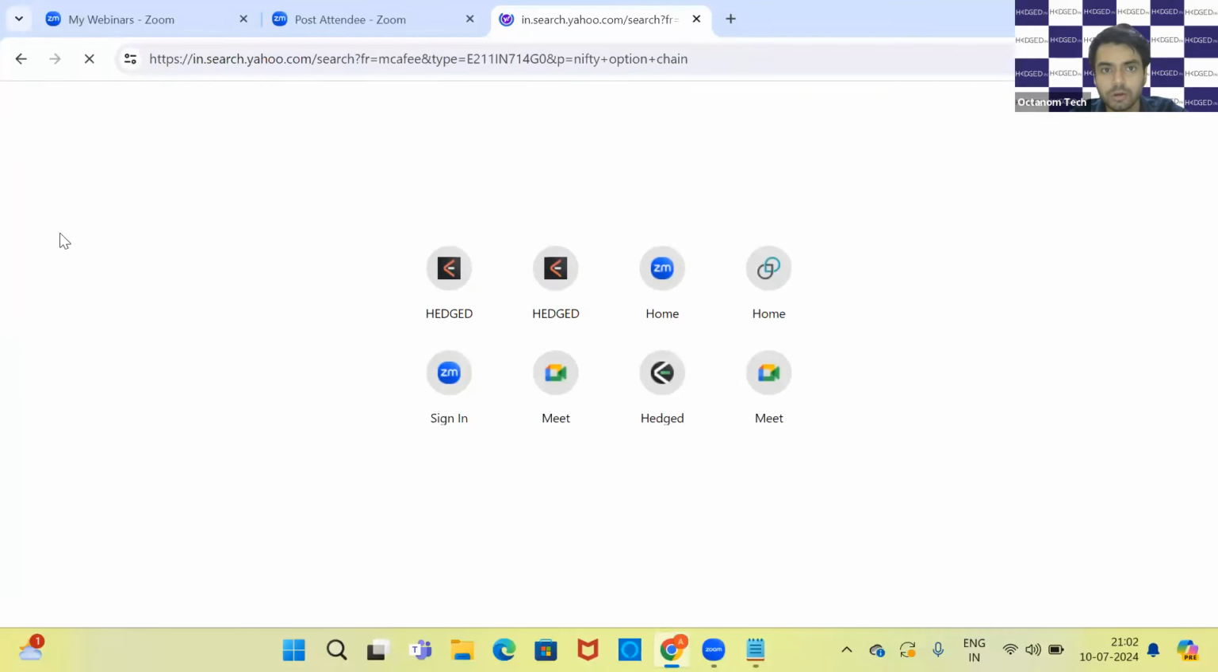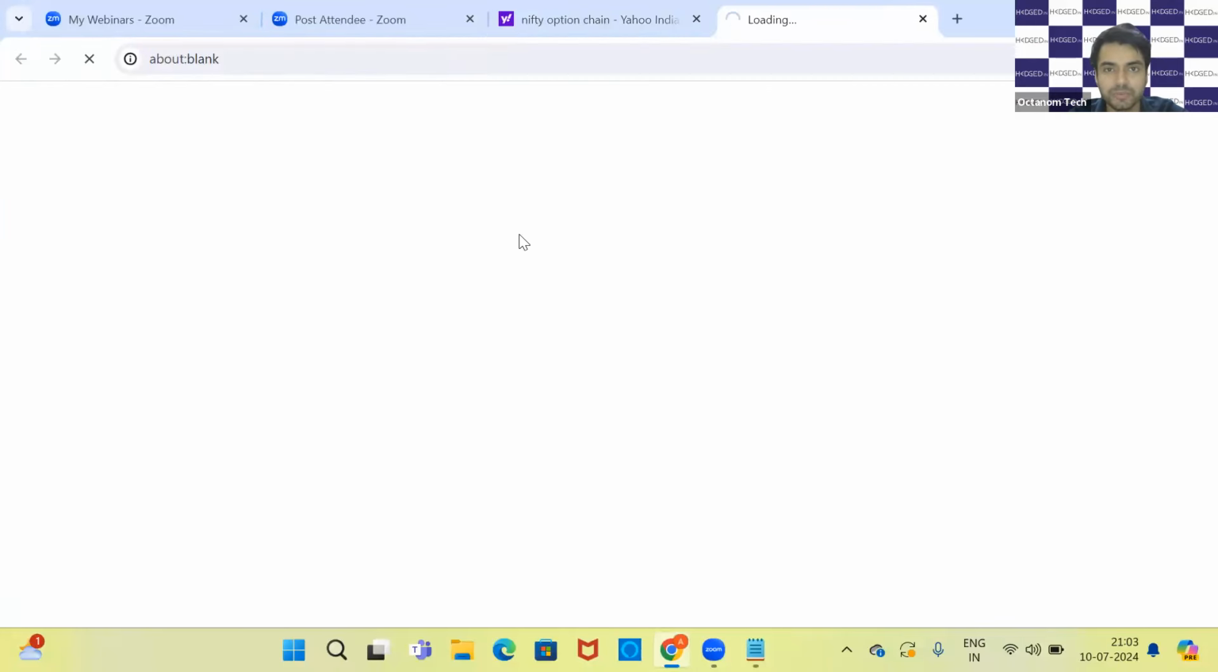Okay, so let me just open Nifty option chain as well. Let's see what values we get to construct a good put calendar spread.